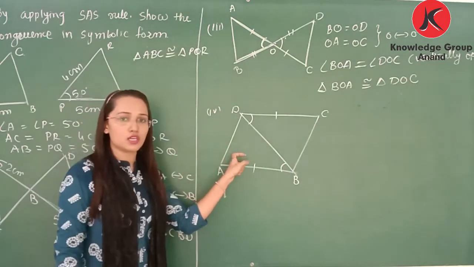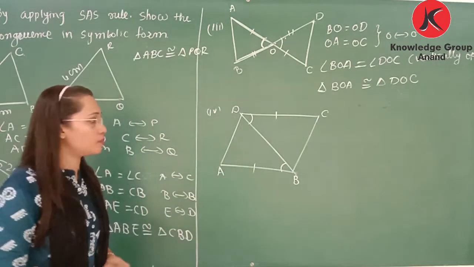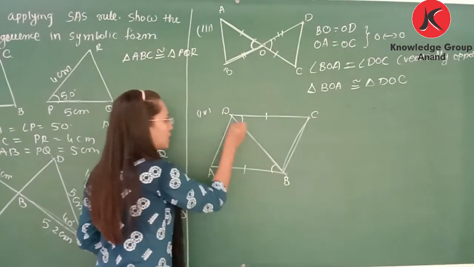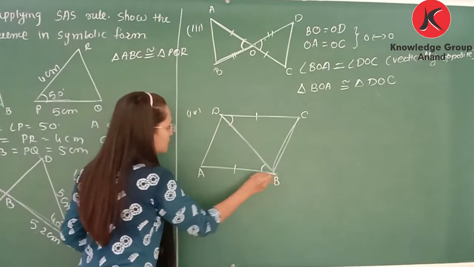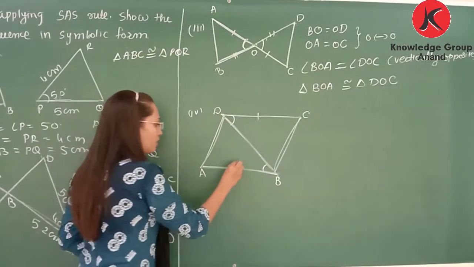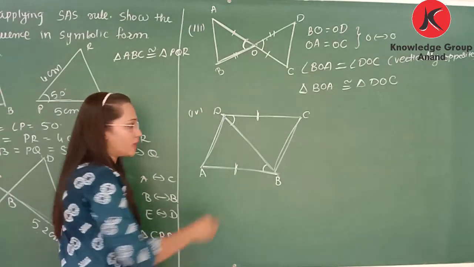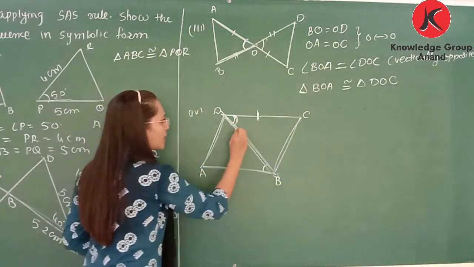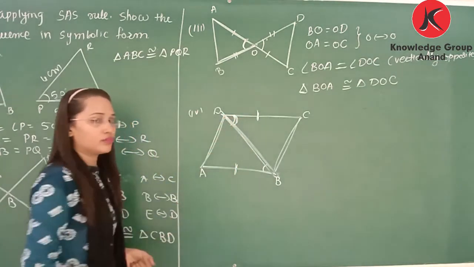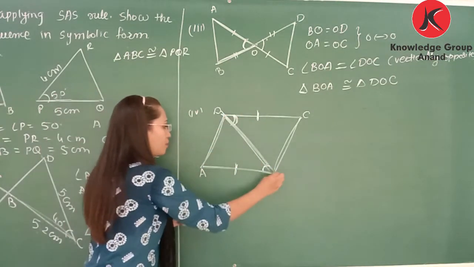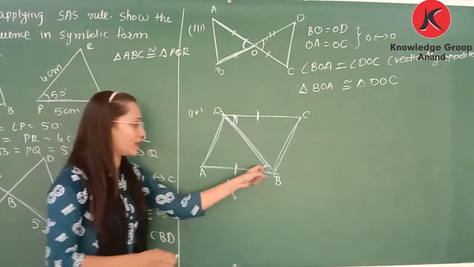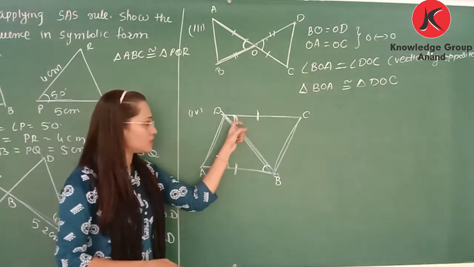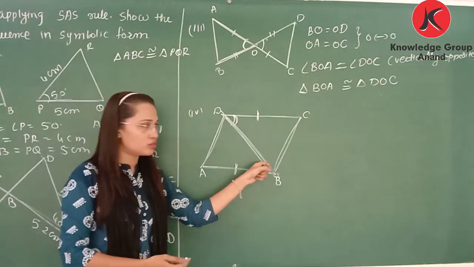Now again this figure is given. Again there are no measurements given, but the symbolic form is given. So here if we consider this triangle and consider this triangle. Now here AB is equal to DC. Now this is a common side. If we consider this angle, then two sides include angle D. And if we consider this angle, then BD and AB include angle B. So we have two sides and an included angle, two sides and an included angle. This is the common side that is the same for both triangles.